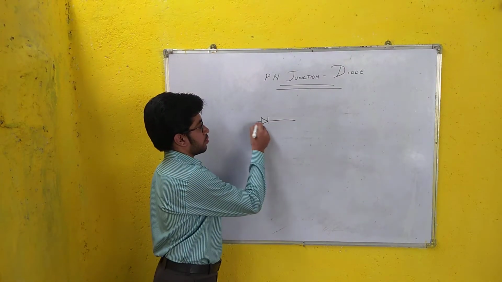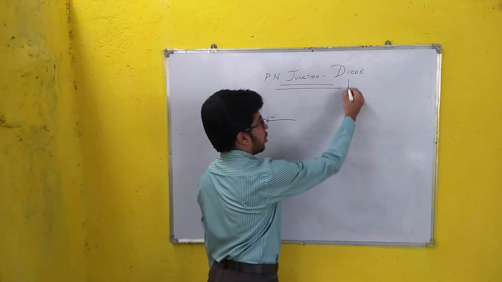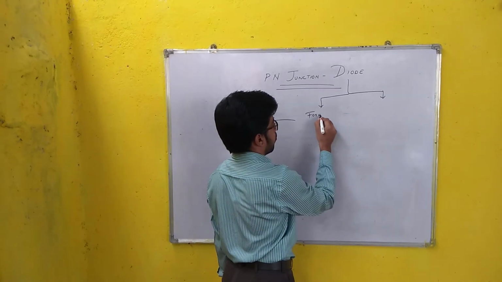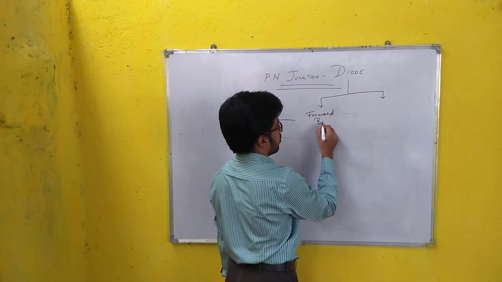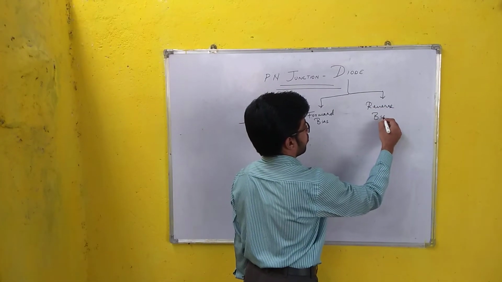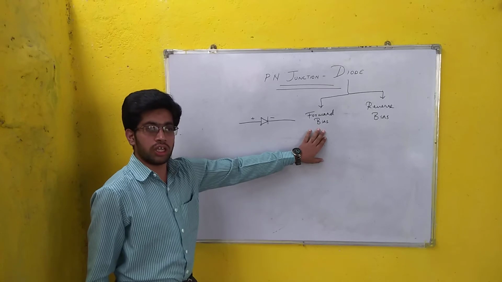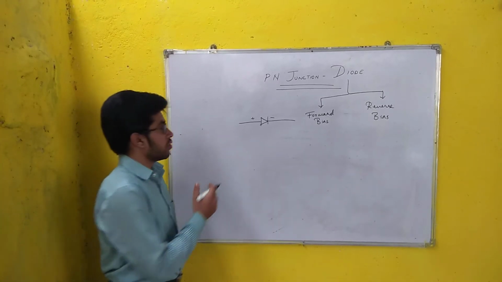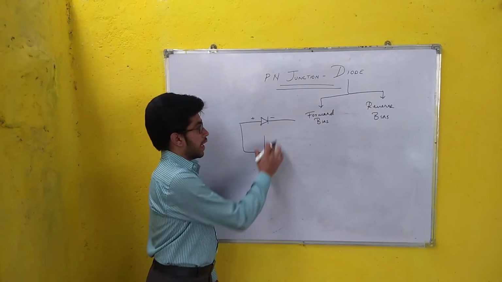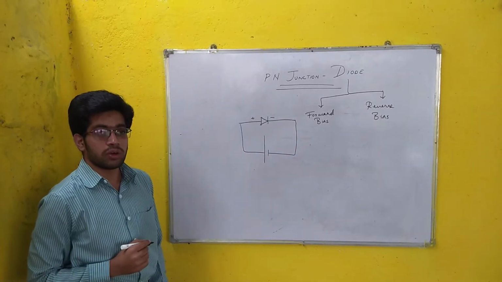Now we'll study the operation of the diode. This is my diode. A diode operates in two modes. One is forward bias, the other one is reverse bias. As you already know, bias means applying voltage. Now, what does forward bias mean? When the positive of the diode is connected to the positive of the battery and the negative of the diode is connected to the negative of the battery, we call it forward bias.